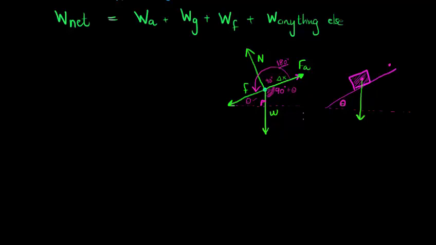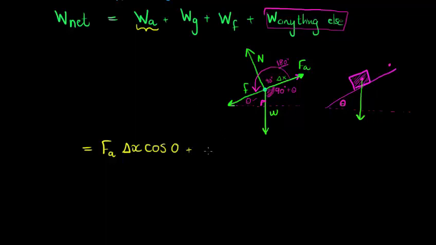Now the reason why I needed this is because for each and every one of these, I have to substitute the formula. I don't have any other force here, so I'm going to just ignore this one for now. So work applied is force applied times delta x, the displacement, times cos of the angle between them. Now you can see that the force is applied in the same direction, so the angle is 0.